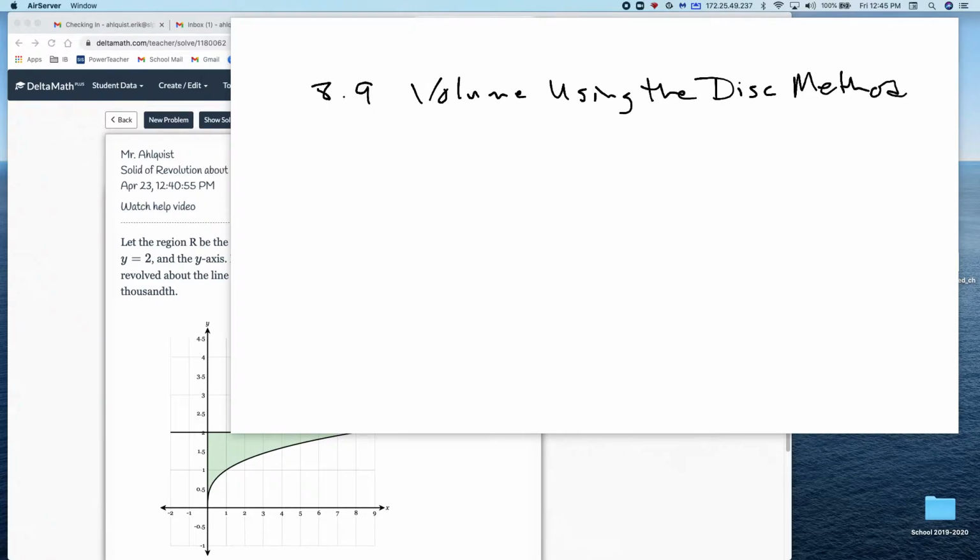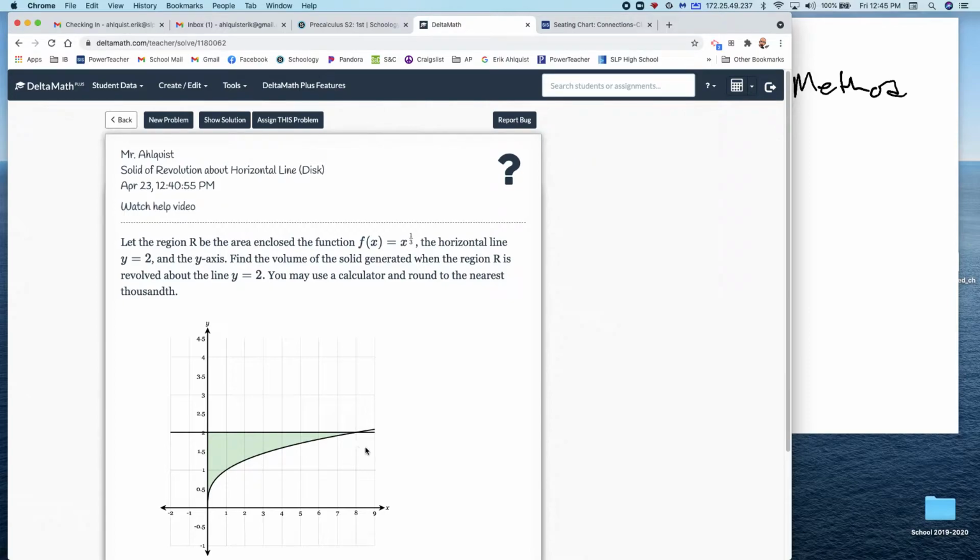And here's the type of problem that you're going to have. You're going to have a region just like we have in the past two, and it's going to be kind of wordy. The region enclosed by the function f of x equaling x to the 1/3. That's this curve right there. The horizontal line y equals 2, and the y-axis, which generates this green region.